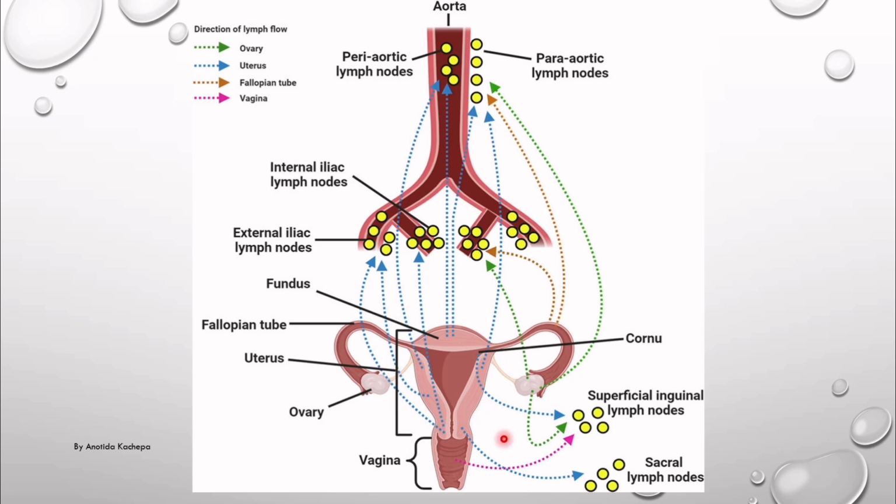Then lastly we have the fallopian tubes and the vagina. The fallopian tubes will drain into the para-aortic lymph nodes and also the internal iliac lymph nodes. Then lastly the vagina will drain into the superficial inguinal lymph nodes.